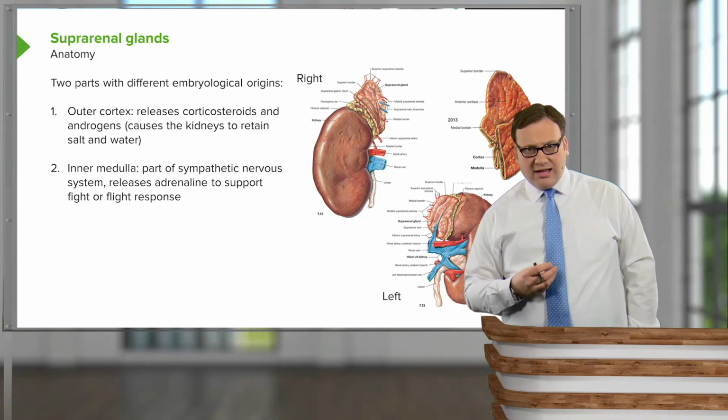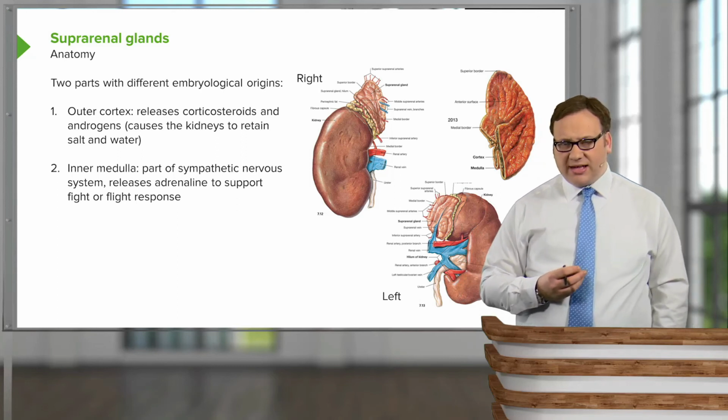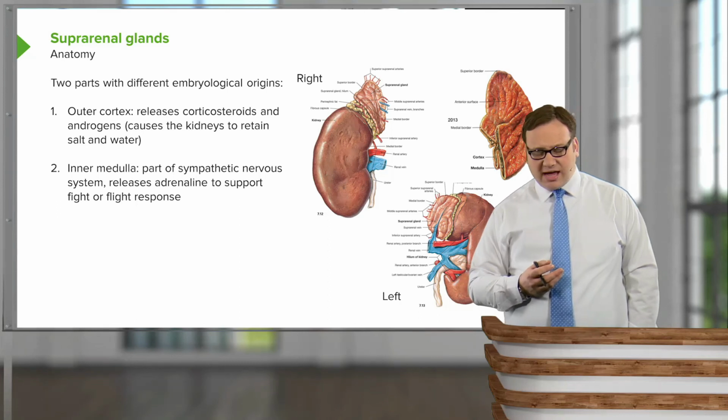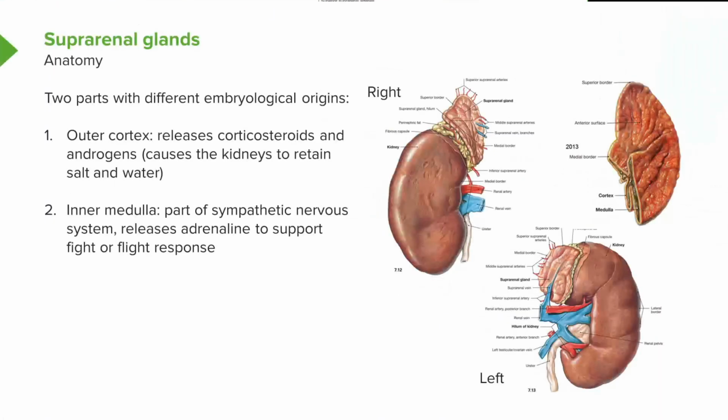The inner medulla is actually derived from the sympathetic nervous system. It was part of the sympathetic nervous system as it developed, and it releases adrenaline, which supports that fight or flight response. So the inner medulla of the suprarenal gland is really an extension of the sympathetic nervous system. So it's involved in the fight and flight response.